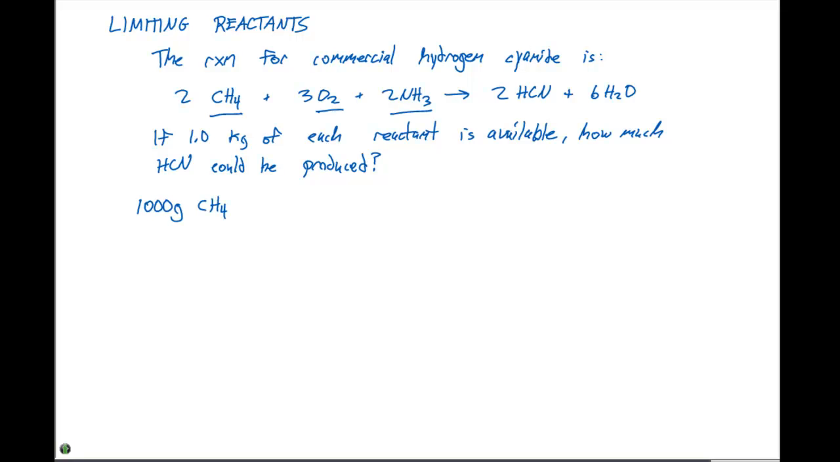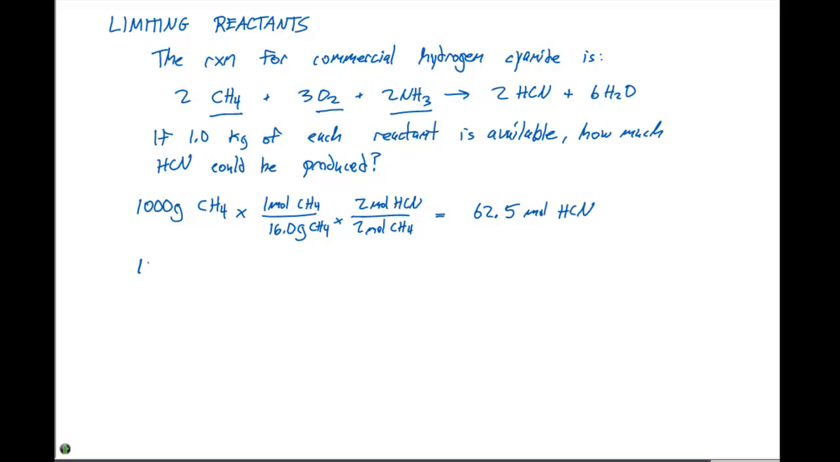So if we have 1,000 grams of CH4, from the periodic table, we know that 1 mole of CH4 is going to be equal to 16.0 grams of CH4. Then from the balanced chemical equation, for every 2 moles of CH4 that reacts, we have 2 moles of HCN that are produced. This is going to give us a total of 62.5 moles of HCN.